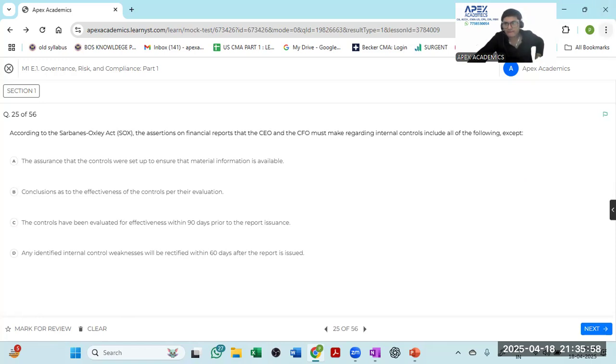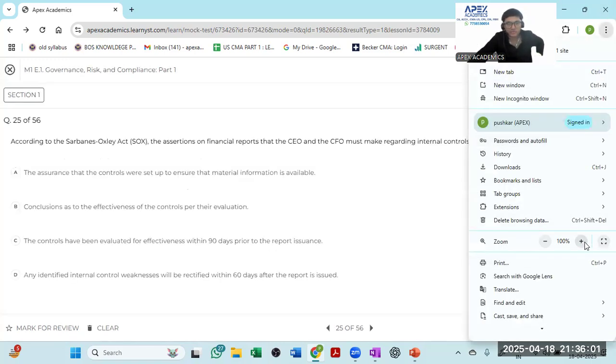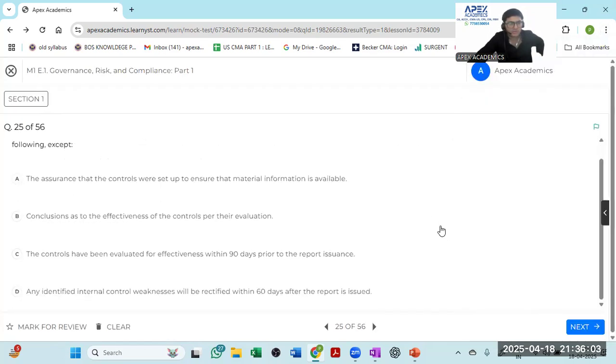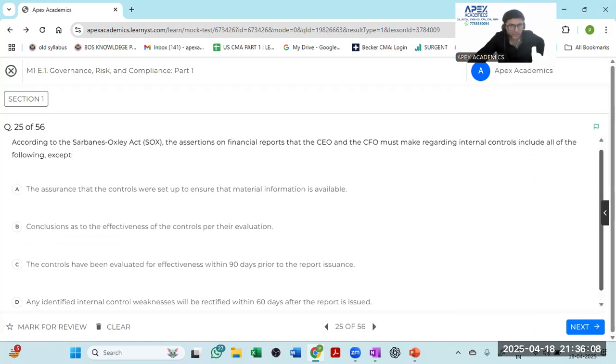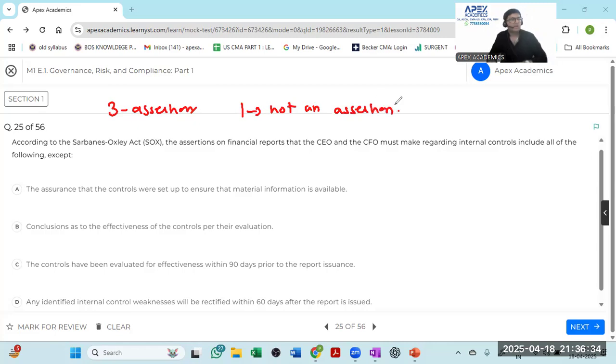Just a second. Better? Now, let's pay attention. According to the Sarbanes-Oxley Act, the assertions on the financial reports that the CEO and CFO must make regarding internal control include all of the following except, meaning three are assertions, one is not an assertion.